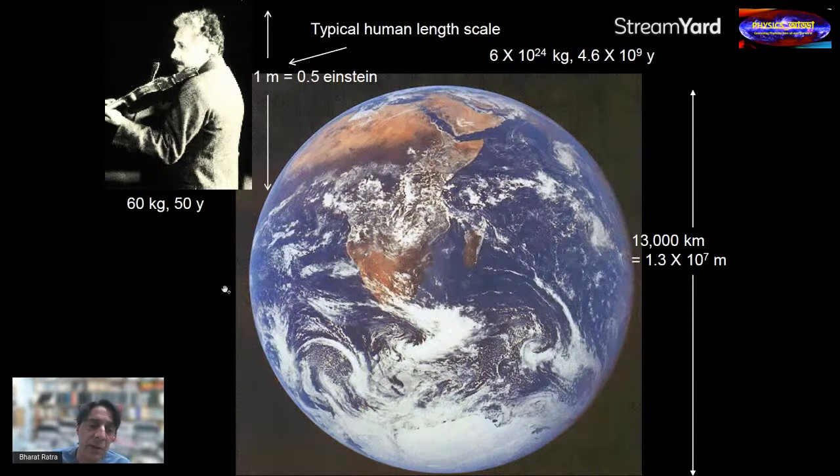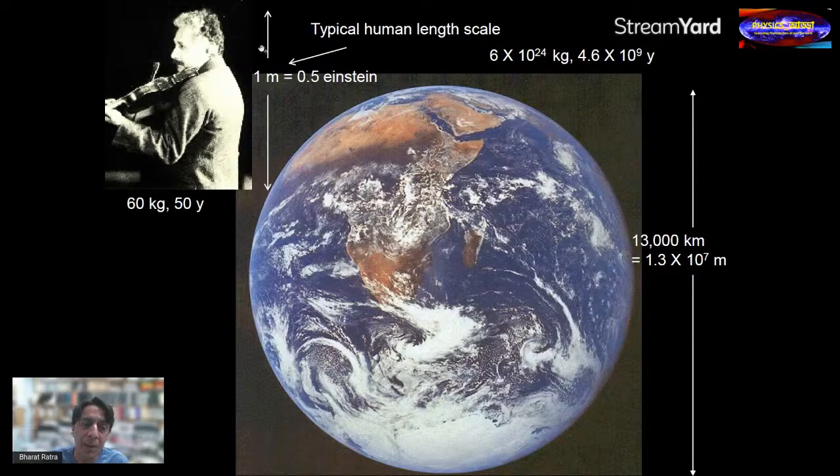I could also do this in terms of Einstein's mass or Einstein's age and talk about mass scales and time scales, but we don't really have time. So what I'm going to do is talk about an Einstein as a length scale. And in terms of units that you might be more familiar with, one Einstein is roughly 2 meters.